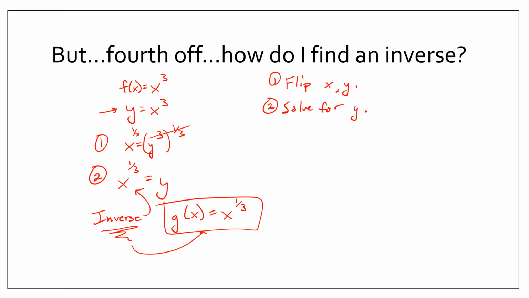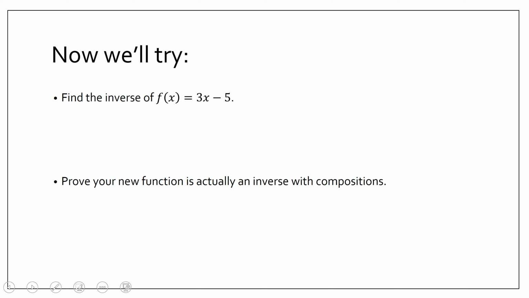Okay, so let's try out some of these things on an example that we don't know. I know I've gone through a lot of stuff, but hopefully you're keeping it all straight, these little facts about inverses. So now we'll try. Okay, first of all, I have this function. This is a nice, easy function, but the inverse is not necessarily obvious. So the first part asks me to find the inverse of f of x equals 3x minus 5.